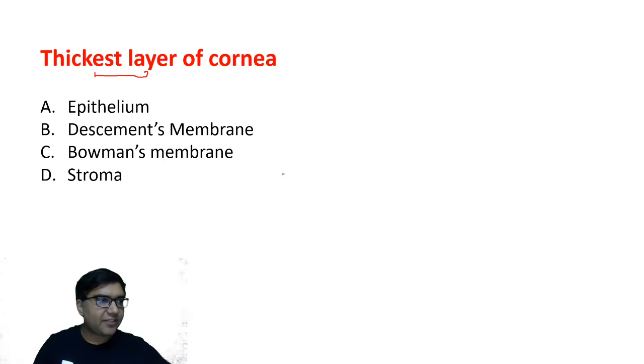So Rishita, the KF ring is there in Wilson's disease, having copper deposition in the Descemet's membrane. Okay, so my question is, thickest layer of cornea.